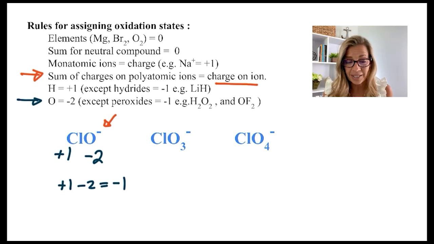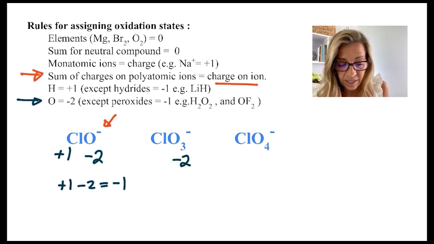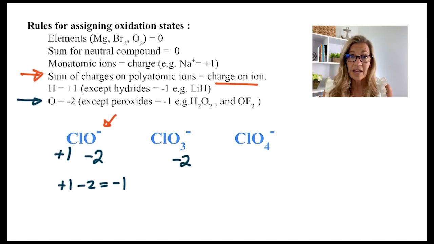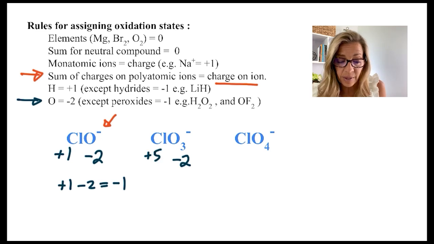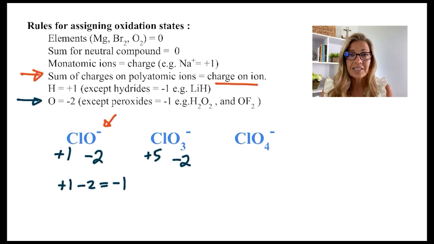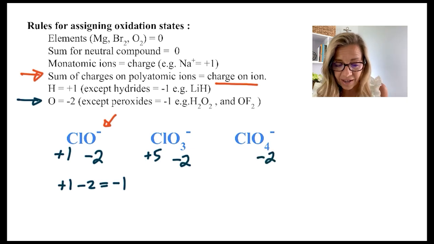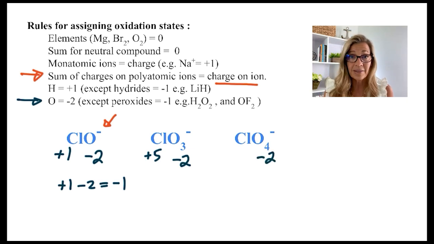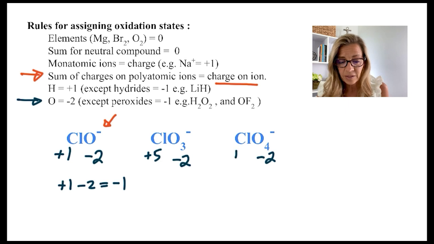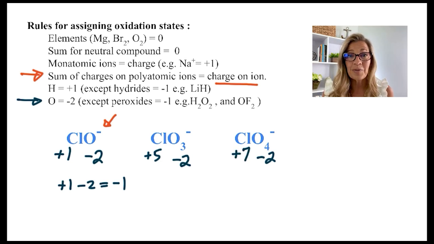It's going to be something different, right? I've got oxygen. It's still a -2. So that's 3 of them. That's -6. So the chlorine in this case must be a +5 to add up to -1. Last example, I've still got oxygen at a -2, and there are 4, so that's -8. The chlorine must be a +7. A little practice for you. Hopefully this shows you the rules and how to apply them.